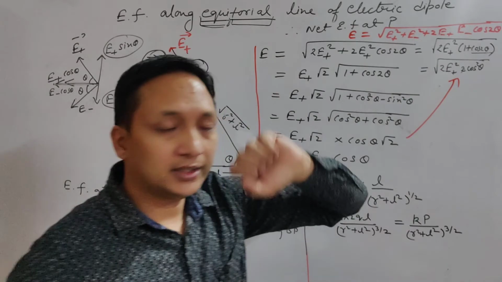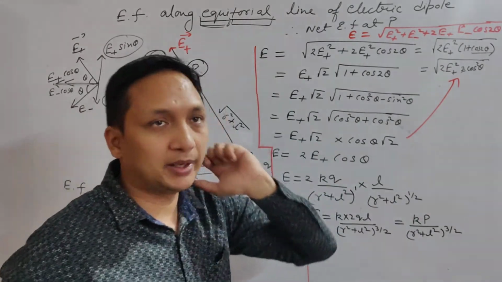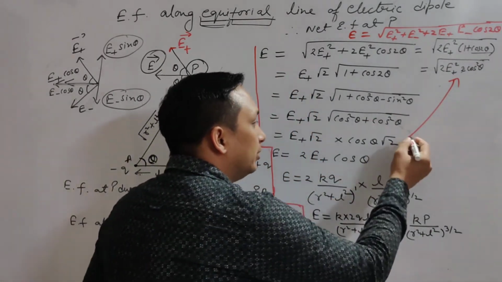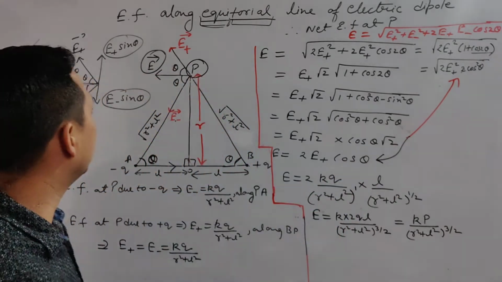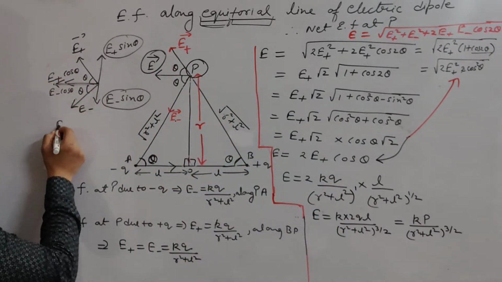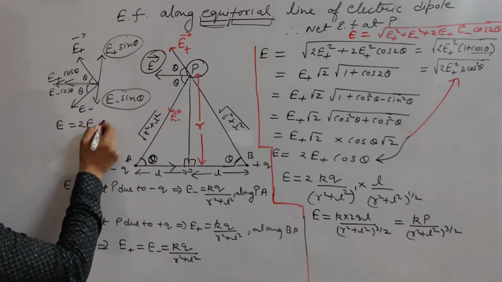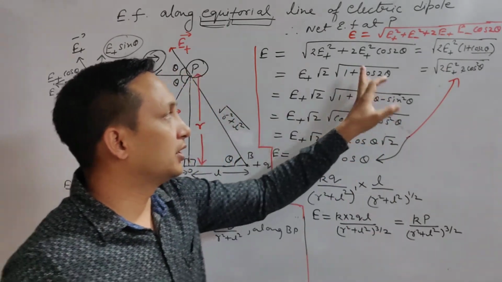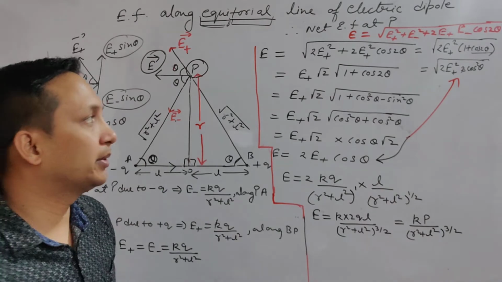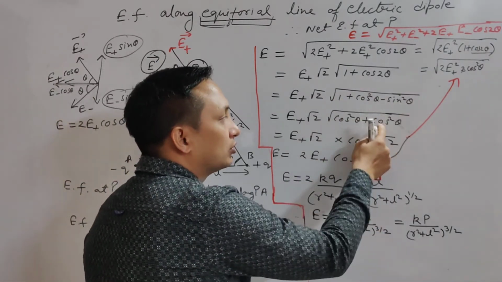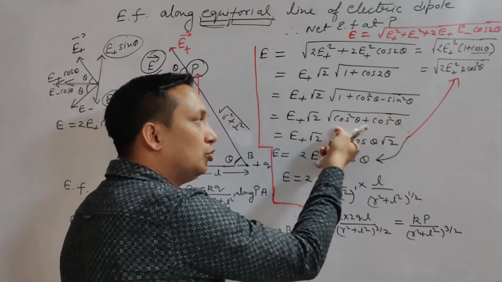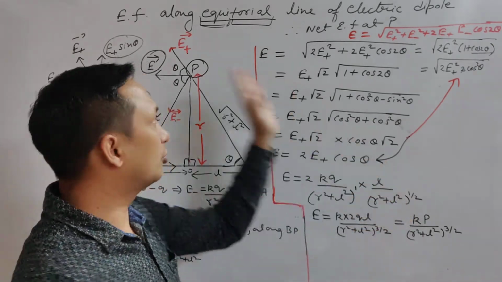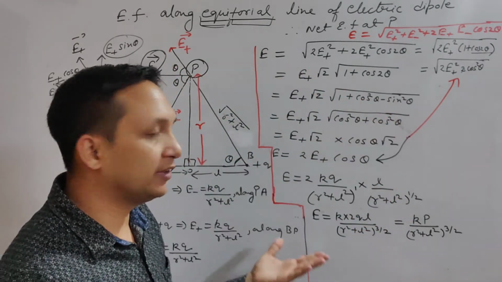Cos 2 theta, we directly know the formula is 2 cos square theta minus 1. So 1 cancelling out, when you come out of that, you will be getting the same formula: resultant is equal to 2E plus cos theta. Otherwise, those who are from the biology group, just remember the formula of cos 2 theta is cos square theta minus sin square theta. 1 minus sin square theta is cos square theta, so cos square theta plus cos square theta is 2 cos square theta. Just simplify it, you will be getting again 2E plus cos theta. Do it either way, you can check it out, the answer will be the same.